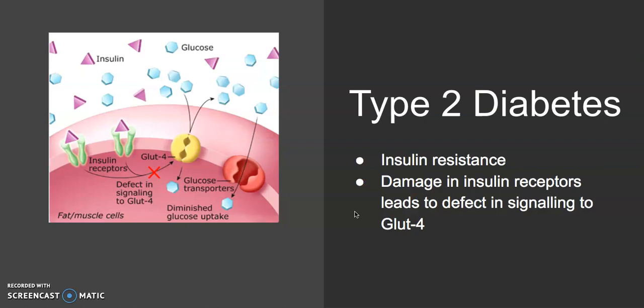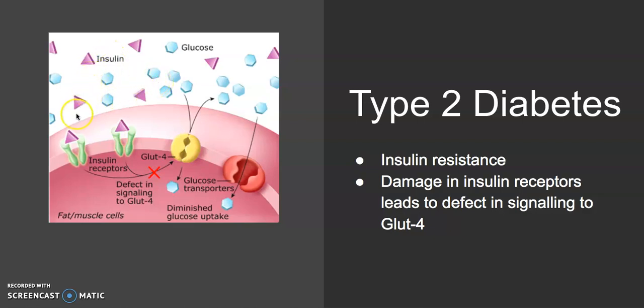Type 2 diabetes is different. Type 2 diabetes is caused by insulin resistance and a damage in insulin receptors, which leads to a defect in signaling. So if we have type 2 diabetes, a person probably produces a normal amount of insulin. So a normal amount of insulin is released by the pancreas into the bloodstream.